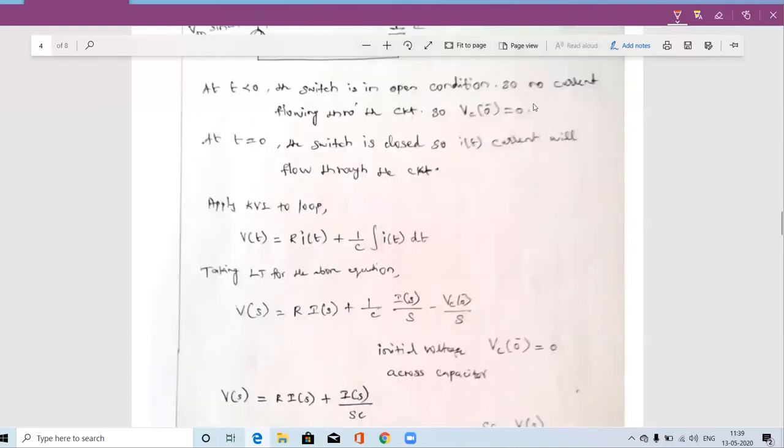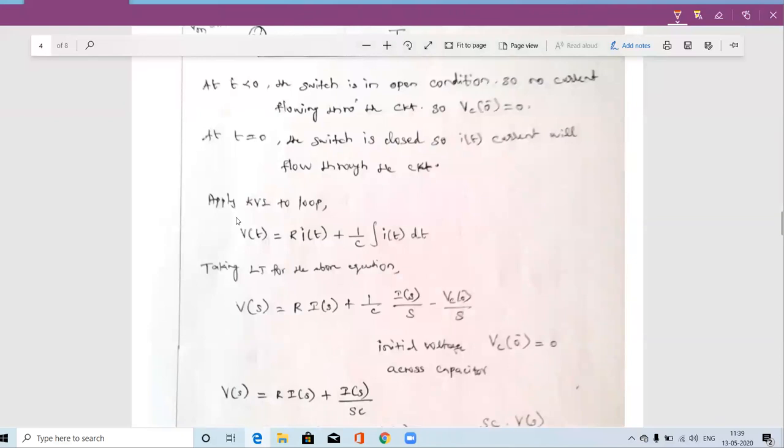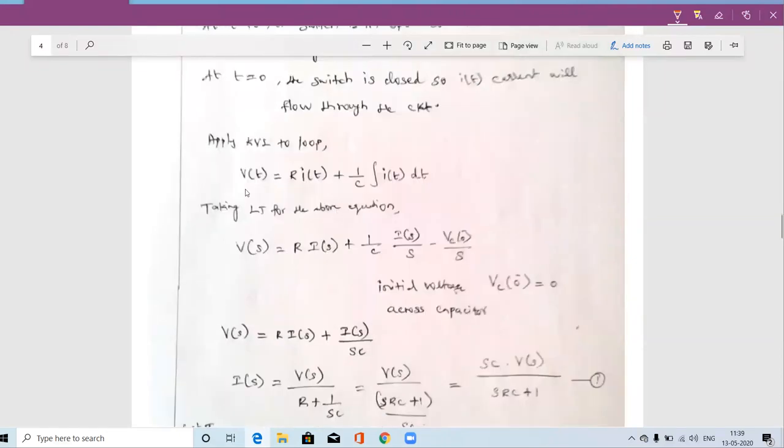The same condition. So the initial value is 0. Now we have to apply KVL. What is the KVL equation? V of t equal to R into I of t plus the voltage across the capacitor, 1 by C integral I of t dt. Okay, this is the difference.